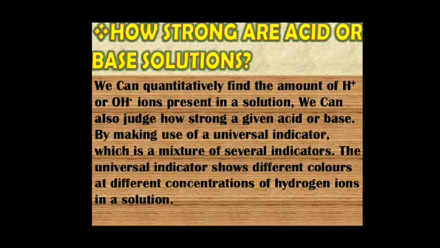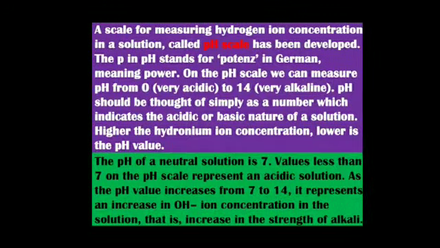Indicators have a band of different colors. The universal indicator shows different colors at different concentrations of hydrogen ions in a solution. A scale for measuring hydrogen ion concentration in a solution is called the pH scale. pH stands for Potenz in German, meaning power. On the pH scale, we can measure pH from 0 to 14. pH should be thought of simply as a number which indicates the acidic or basic nature of a solution.